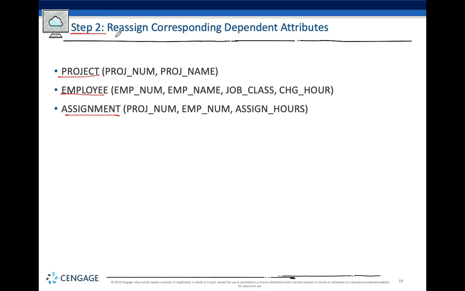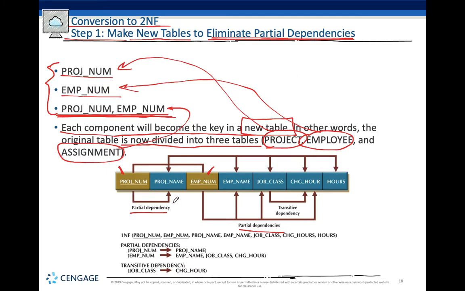Step 2: reassign corresponding dependent attributes to these tables. Dependent attributes are the attributes that are dependent. So in this case, in this partial dependency, project name is the dependent attribute. Similarly, in these dependencies, employee name, job class, and charge hour are the dependent attributes. We assign them to the respective tables that we had created.